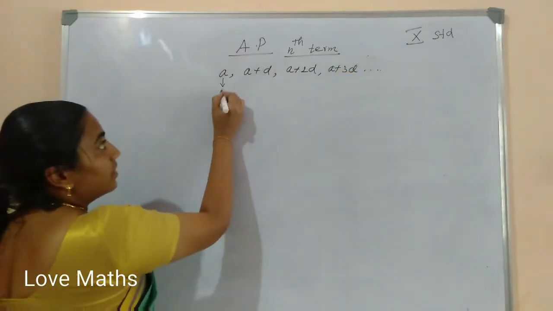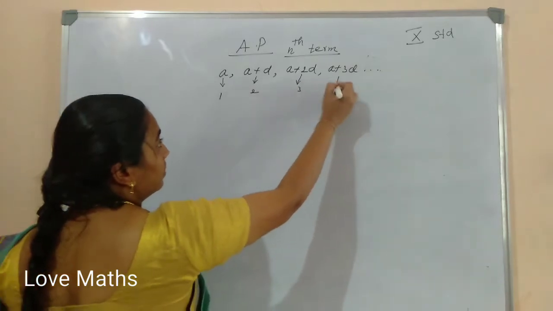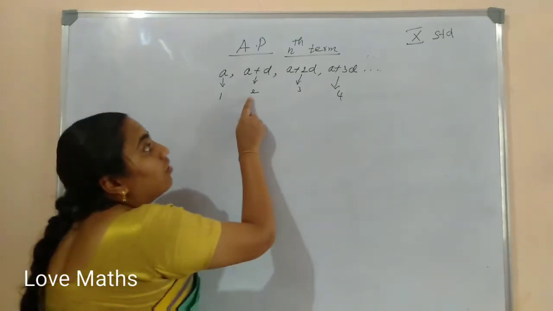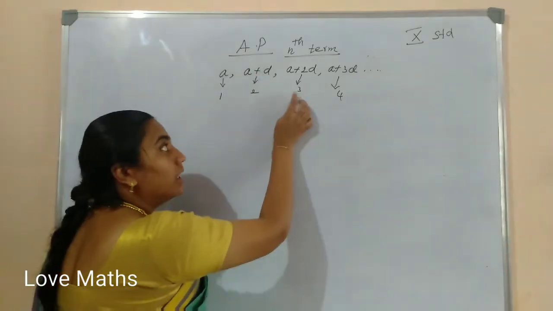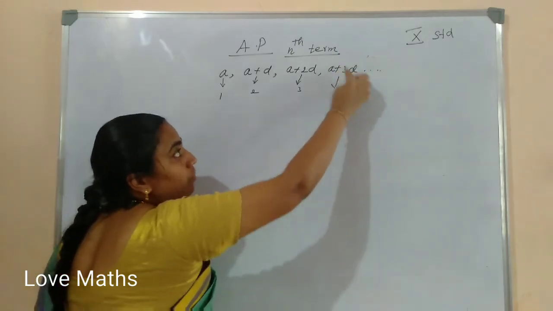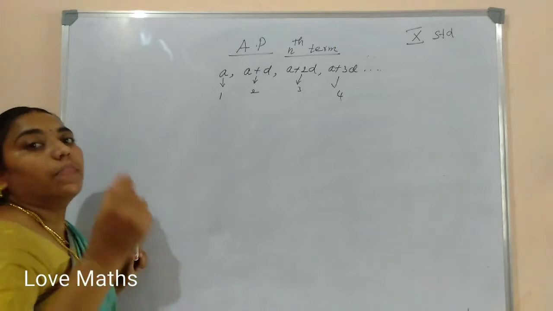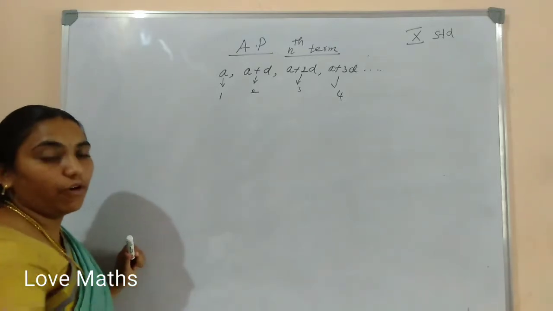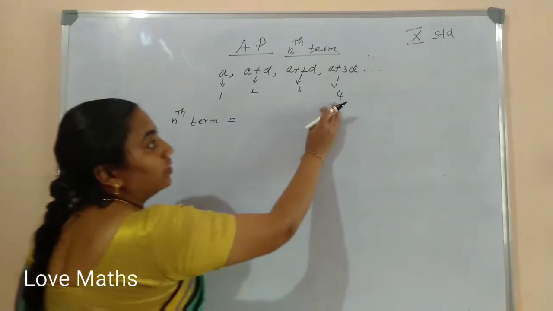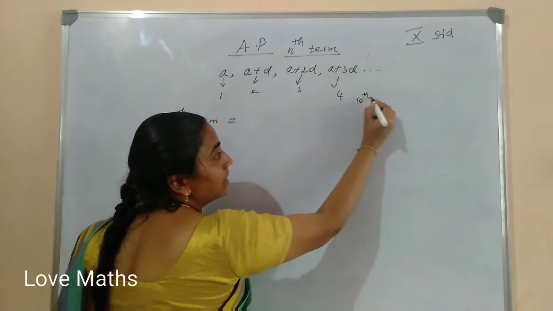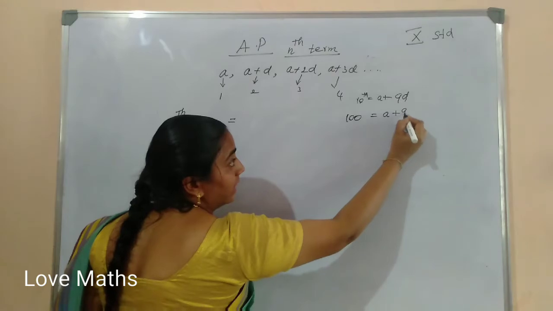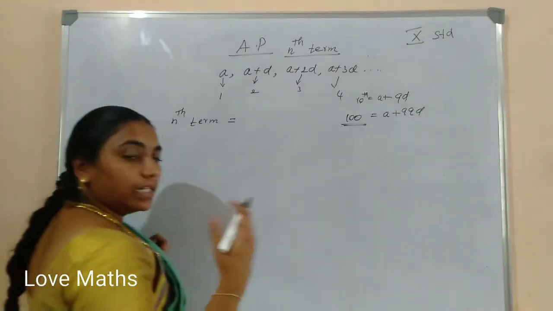So we call this the first term, this the second term, this the third term, fourth term, fifth, sixth, it continues like that. Just check: second term means A plus 1D, third term means A plus 2D, fourth term means A plus 3D. So the first term plus the number of terms minus 1 times D, that is the format. Fourth term means A plus 3D. In case the 10th term means A plus 9D. 100th term means A plus 99D, because we should subtract 1. That is the general format.